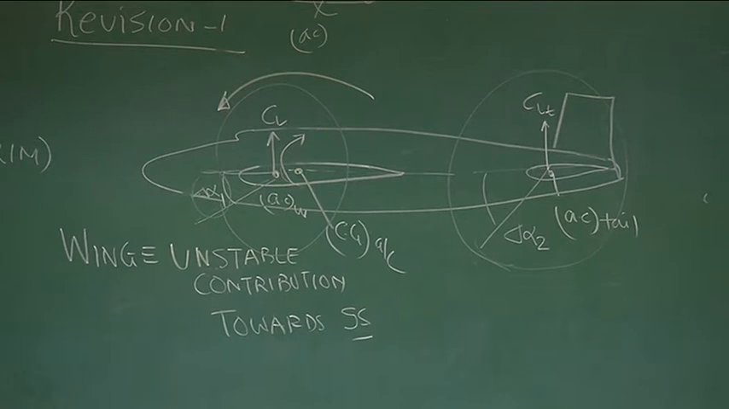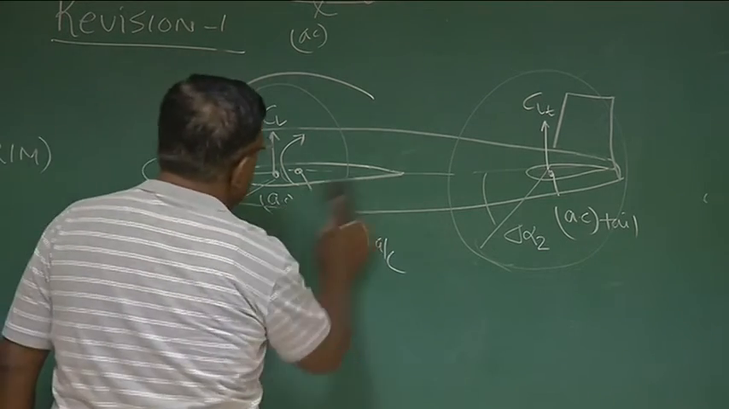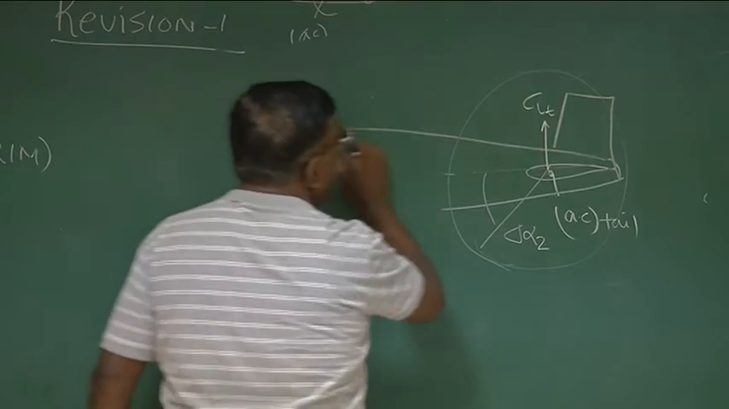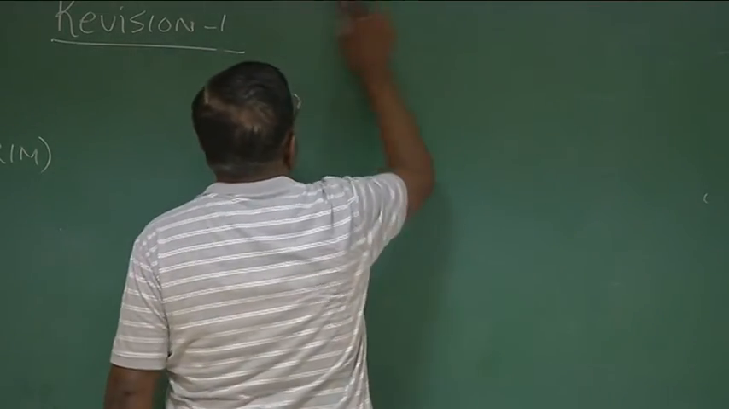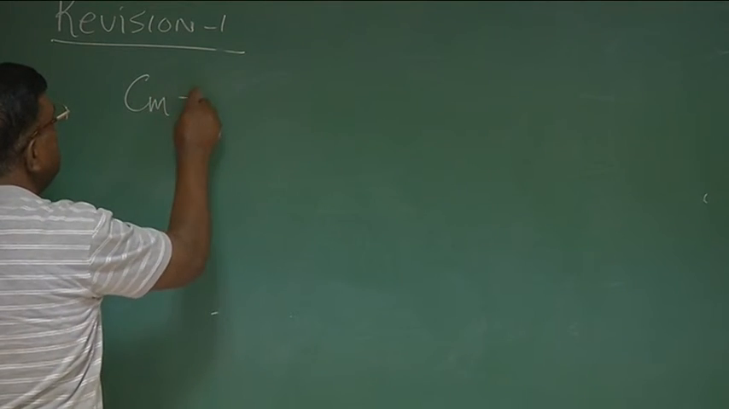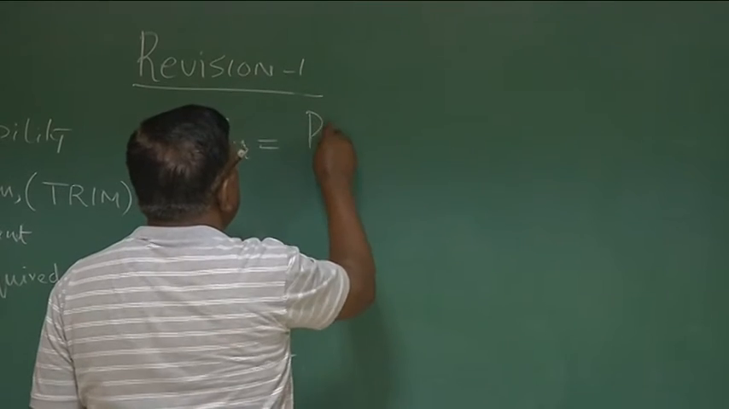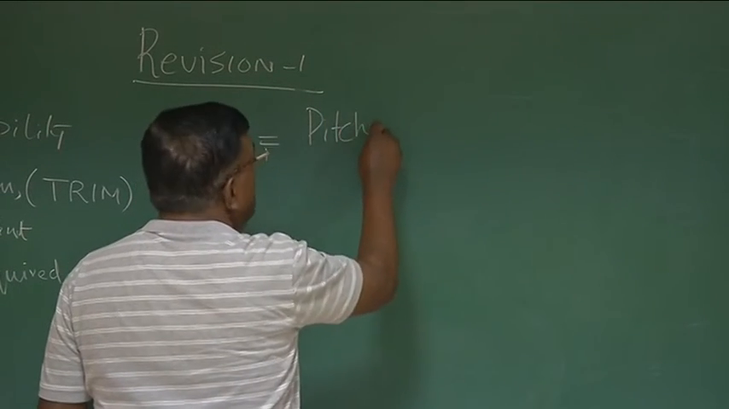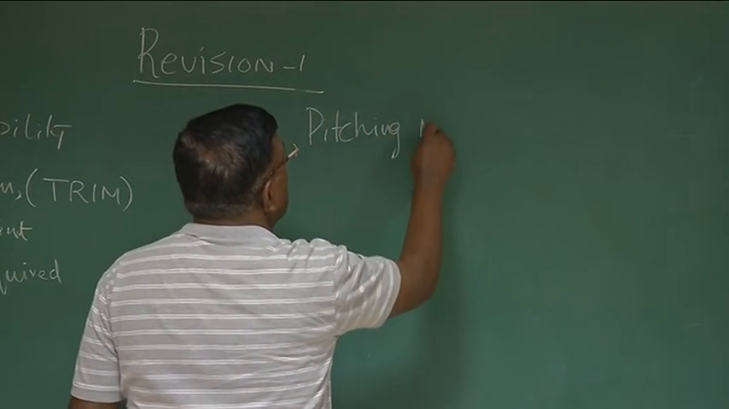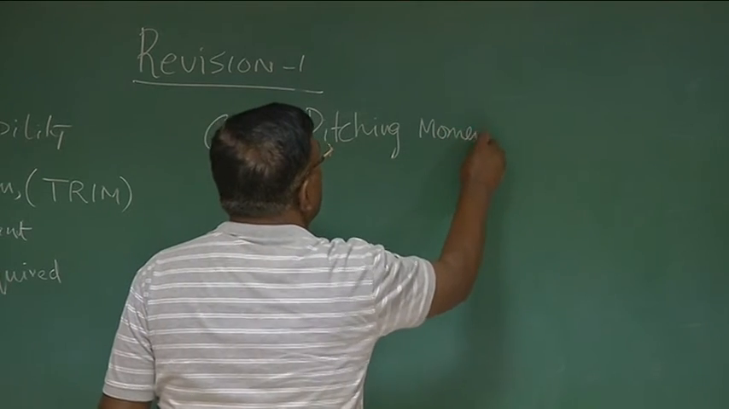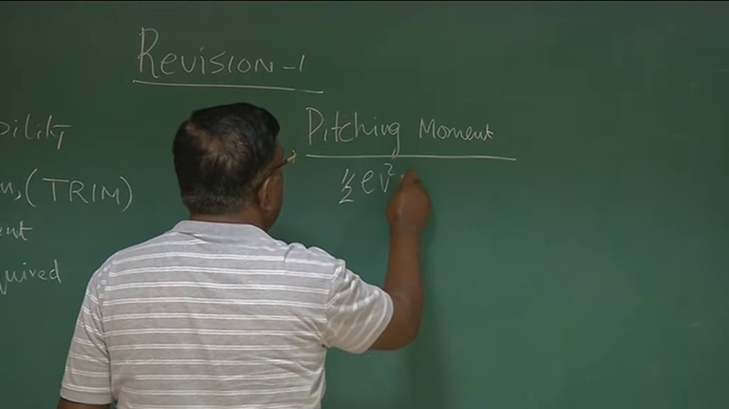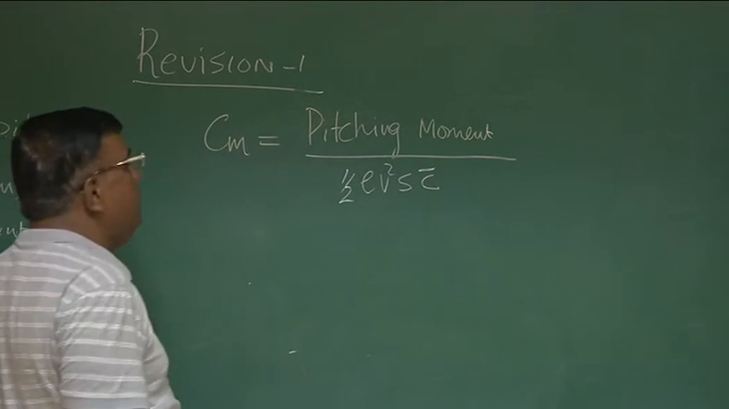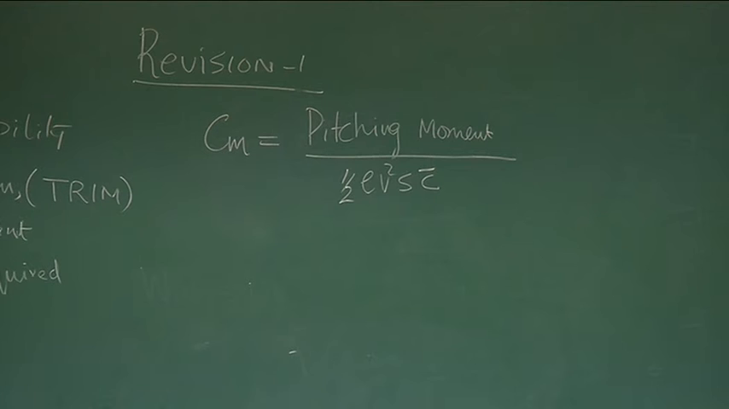Okay. Now, from here we started talking in terms of Cm versus Cl graph. So remember, Cm, the pitching moment coefficient, we defined as pitching moment divided by half rho V square S C bar, and C bar was mean aerodynamic chord.